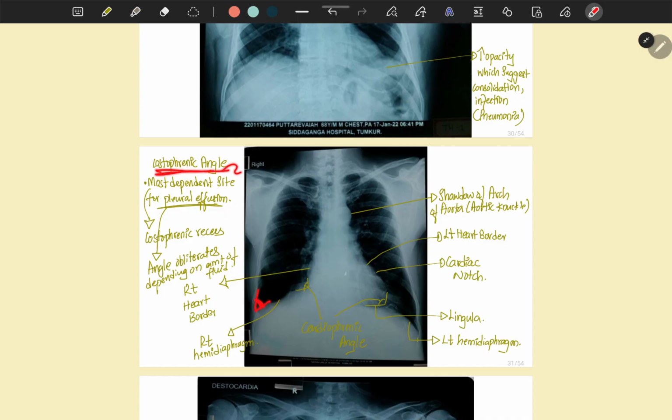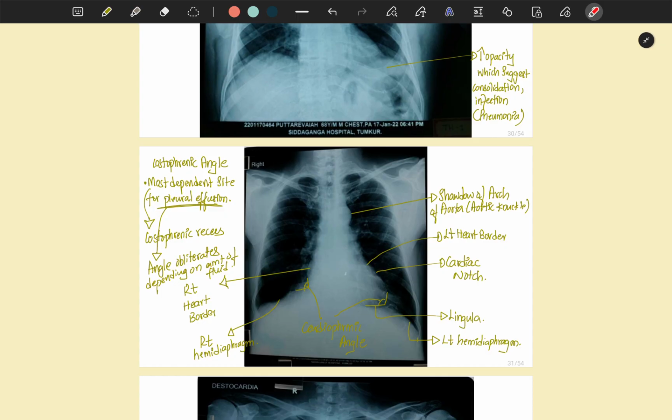So here another thing is you can appreciate this angle. This angle is called the costophrenic angle. Phrenic means diaphragm, costal means the costal surface. Costophrenic angle is most dependent and forms the costophrenic recesses. Here, most dependent for the pleural effusion. Any fluid accumulation will go here and accumulate, and the angle gets obliterated depending on the amount of fluid. How much fluid: directly proportional. More the amount of fluid, more the angle obliterated.